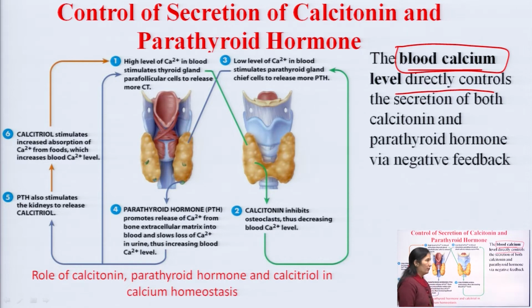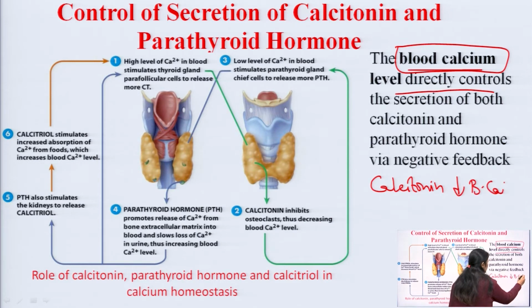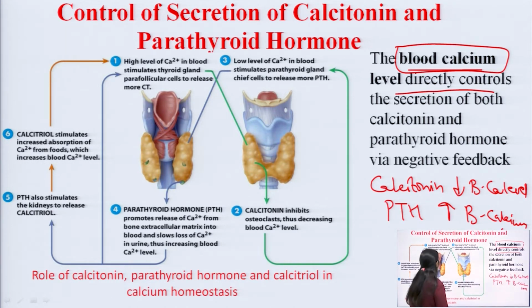So, first thing you have to remember, calcitonin decreases blood calcium level and parathormone increases blood calcium level. This you have to remember. And who is the regulator? Calcium. Who is the regulator? Calcium.